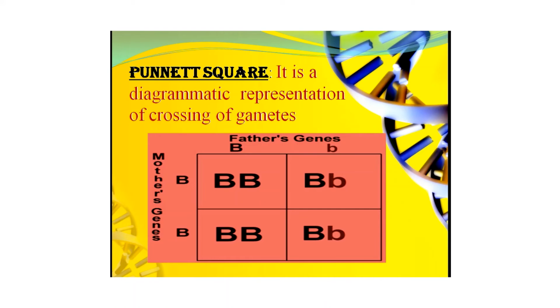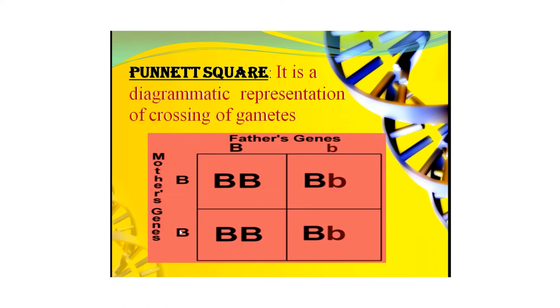Like for example, I have just taken a sample picture here where the father's gametes are written here capital B, small b, and we have mother's gametes here capital B, capital B. So when you cross them, how do we cross actually? You can see like this, first mother's gamete with first father's gamete. Again first mother's gamete with second father's gamete. So here you are getting capital B, capital B. And when you cross capital B with small b, you are getting capital B, small b. So first line is done.